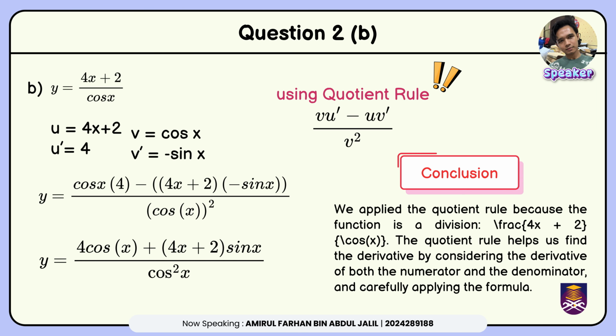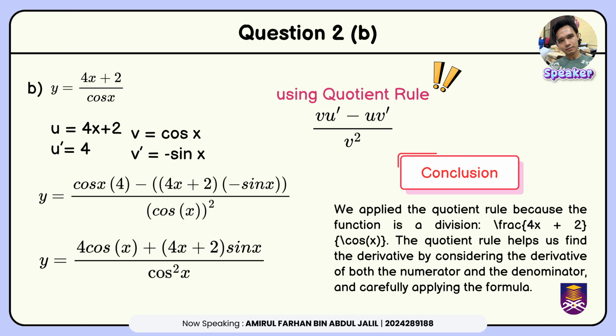So we move to question 2b, which is to find dy/dx for y equals (4x+2) divided by cos x. For this question, we're going to use the quotient rule, which is v multiplied with u prime minus u multiplied with v prime, divided by v squared. So we notice that our u is 4x+2 and u prime is 4, and our v is cos x and our v prime is negative sin x.